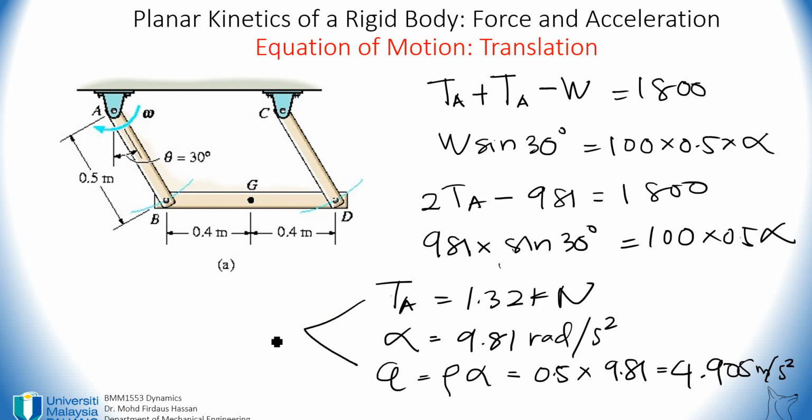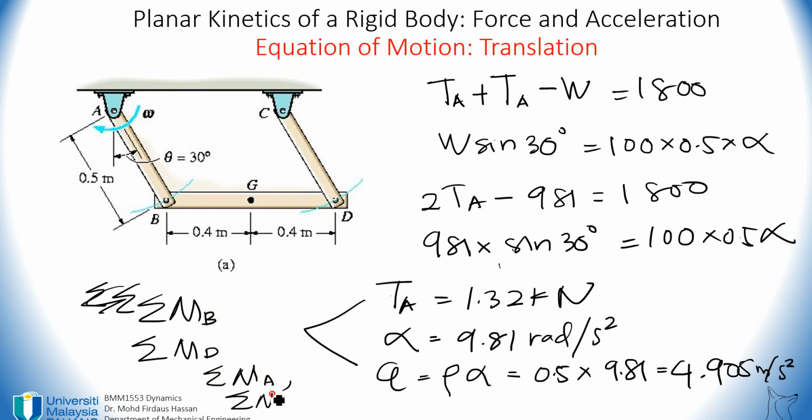And one thing before I leave, you can choose the summation of moment not at point G, but at point B as well, or the summation of moment at point D. Even summation of moment at point A, for example, or at point C, will be more complex. You can try to practice, not to solve the problem in your exam, but to practice. You can prove that if you choose any point to find the moment, it will give you the same answers.